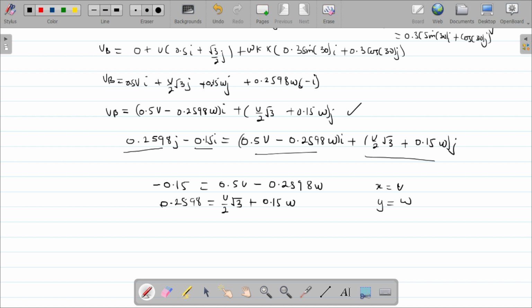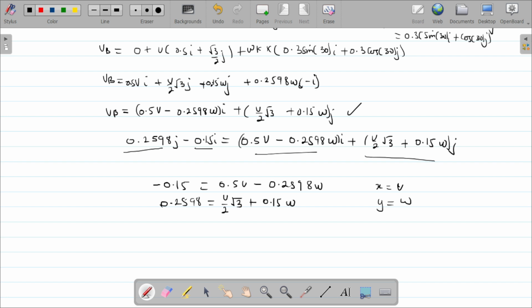Okay, so coefficients of x: 0.5, minus 0.2598, the negative 0.15, and then we have root 3 on 2, 0.15, and then 0.2598.